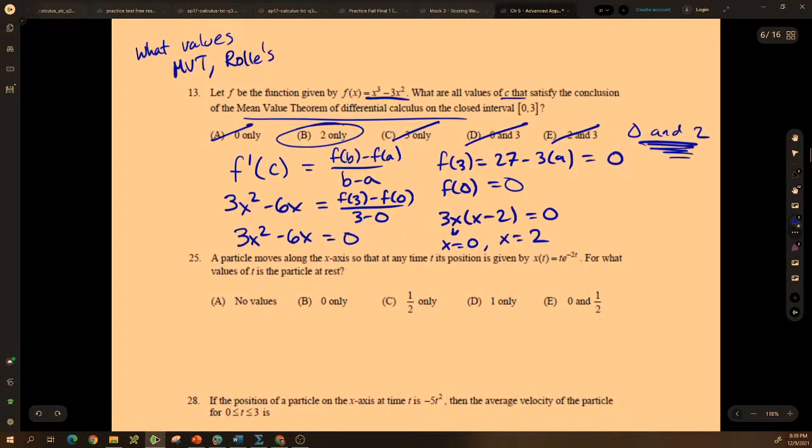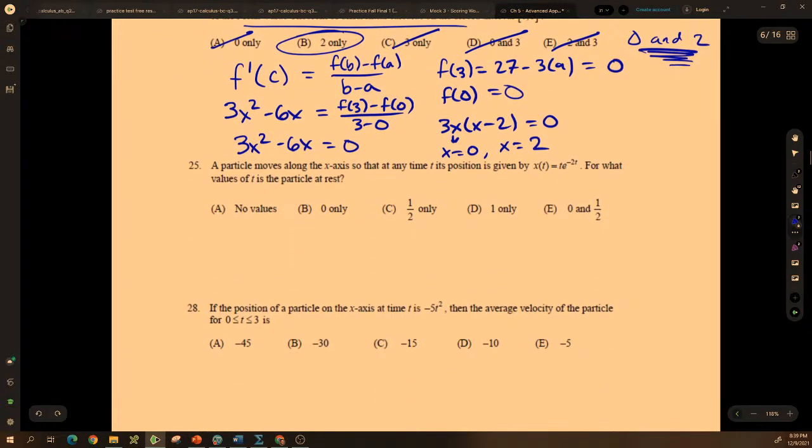All right, a particle moves along the x-axis so that at any time t, its position is given by x of t equals t e to the negative 2t. When is the particle at rest? We did one like this, but with a nice polynomial. This is the same concept, but now with a harder derivative to solve. So particle at rest, we're thinking v of t needs to equal 0.